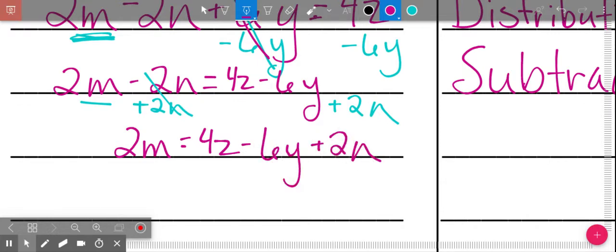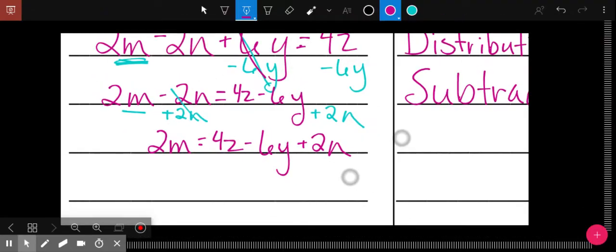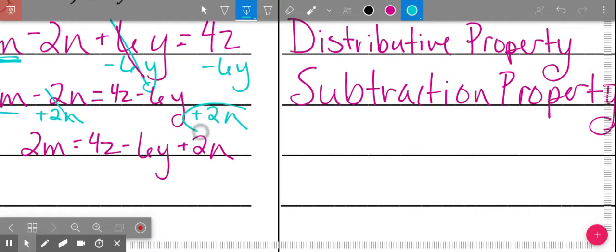I cannot combine anything because the z, the y, and the n are all different. Since they're all different, I'm not going to combine them. In that step, I look at what I was actually doing. Well, I was adding, so that's going to be my addition property.